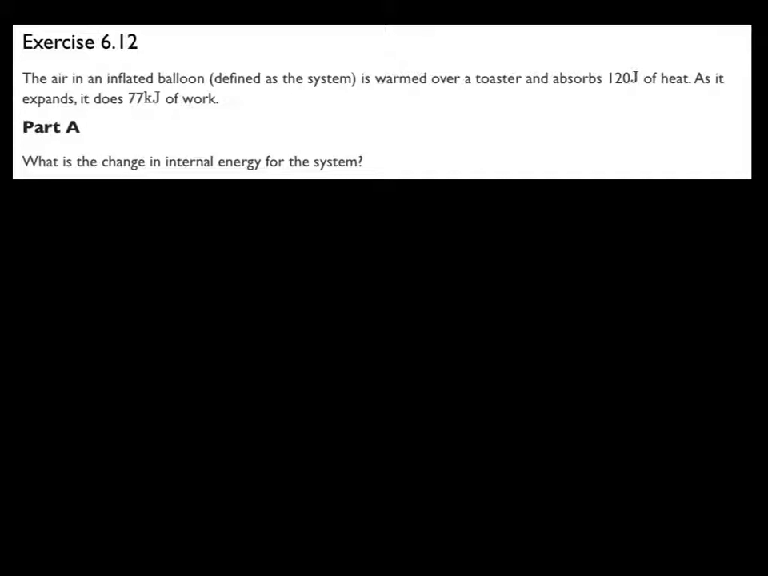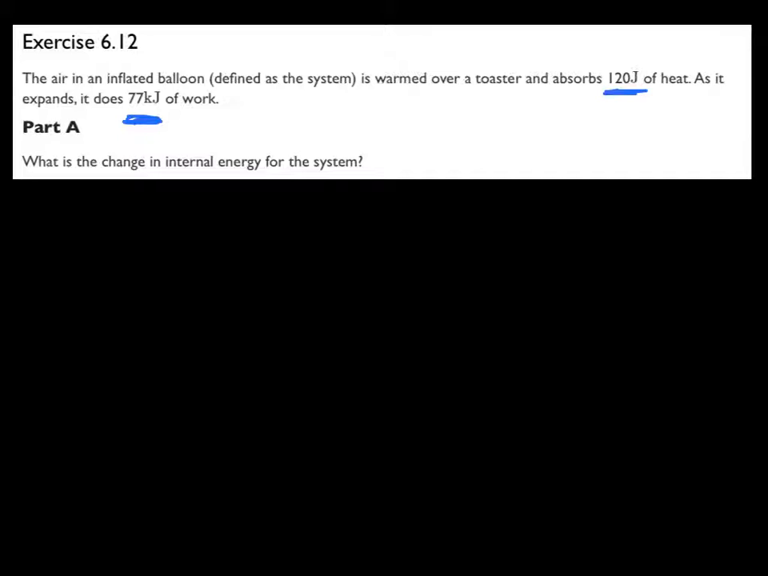Alright, exercise 6.12. The air in an inflated balloon, defined as the system, is warmed over a toaster and absorbs 120 joules of heat. As it expands, it does 77 kilojoules of work. The first thing I like to do with this is make sure the units are lining up. I've quickly noticed that we have kilojoules right here, joules right here. That's a no-no.